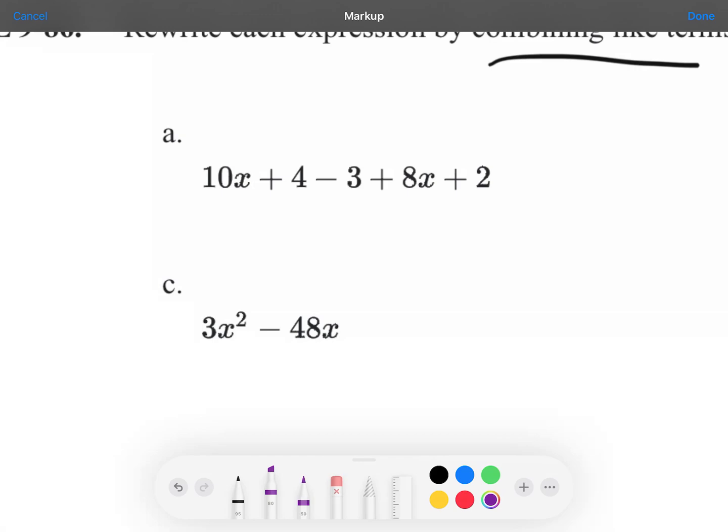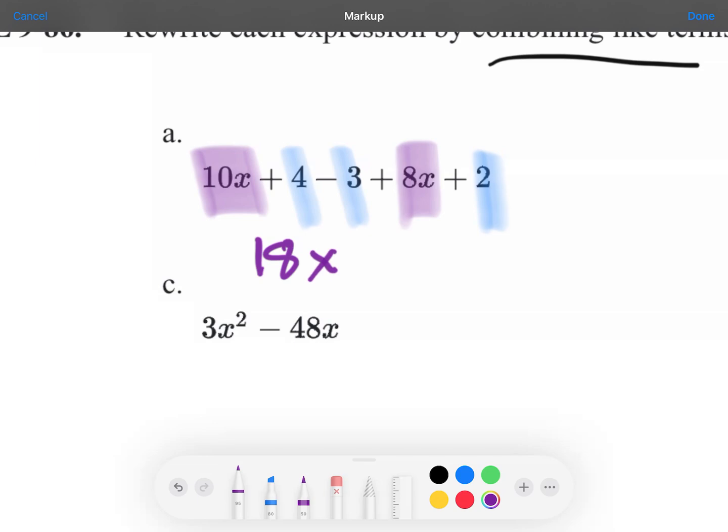So what I have for this is putting these x terms together and then also putting together the number terms together, right? So when I put together the x terms, if we think about these as algebra tiles, I have 10 x tiles, and then I have 8 x tiles. How many do I have total? I have 18 x tiles, right?